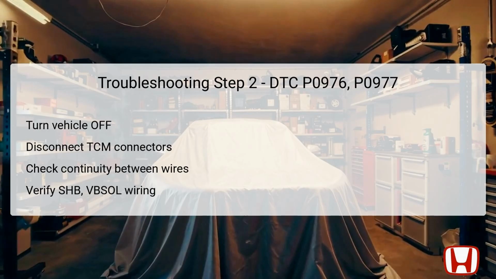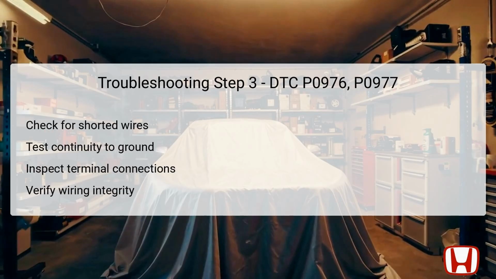If continuity is present, it confirms that the Shift Solenoid B and Variable Valve Solenoid VB-Sol wiring is intact. If continuity is absent, it could indicate an open circuit, necessitating repairs in the wiring.